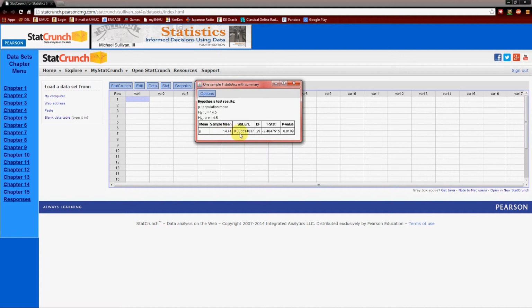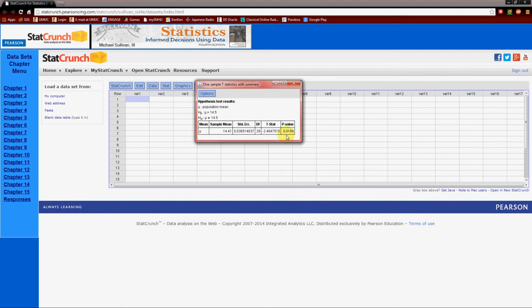Standard error is the standard deviation divided by the square root of n. Degrees of freedom, since it's a one sample test, degrees of freedom will be n minus 1. The t-stat is what we observe, and we'll use that when we do the critical value method. And the p-value is what we're going to use for the p-value method. Here the p-value is 0.0199.